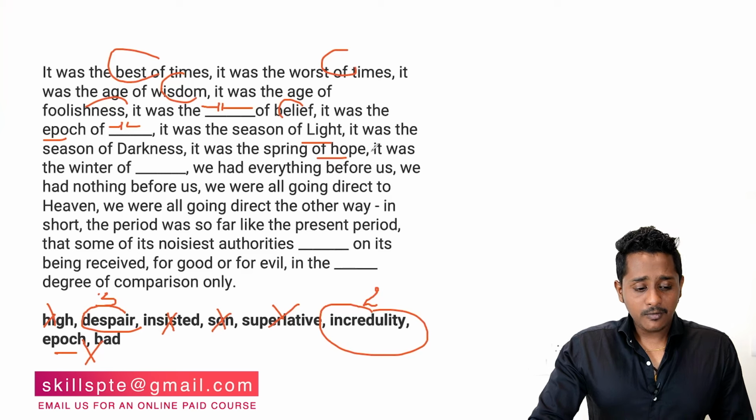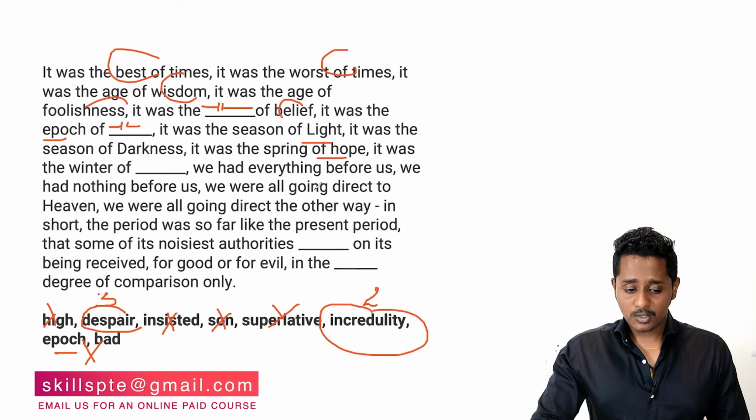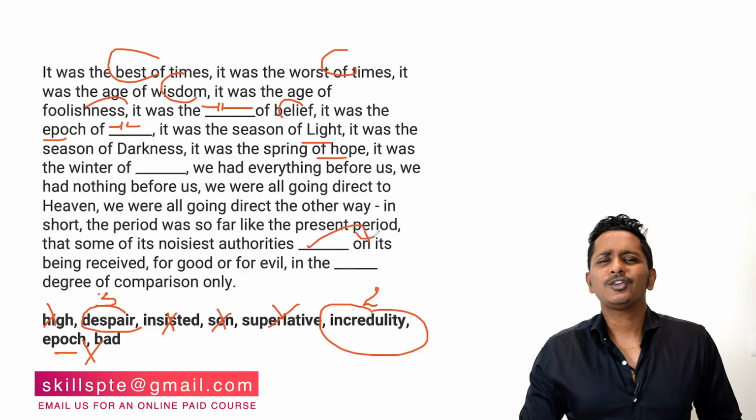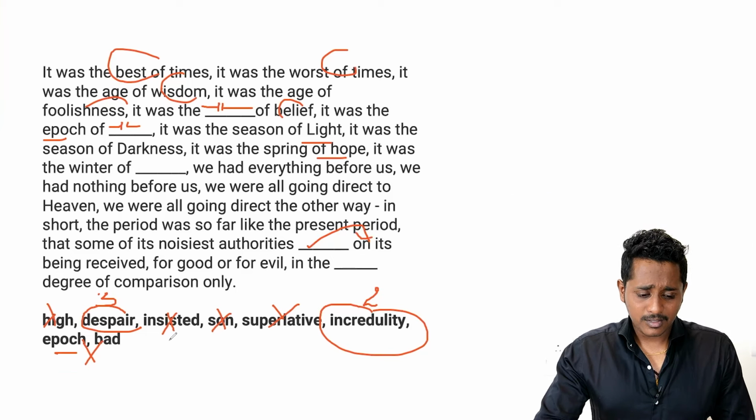We'll continue. Spring of hope. It was the winter of despair. We had everything before us, we had nothing before us, we were all going directly to heaven, we were all going direct the other way. So now, the blank "dash on" is a collocation: insisted on, depended on, relied on. So "insisted on" is going to be the fourth.